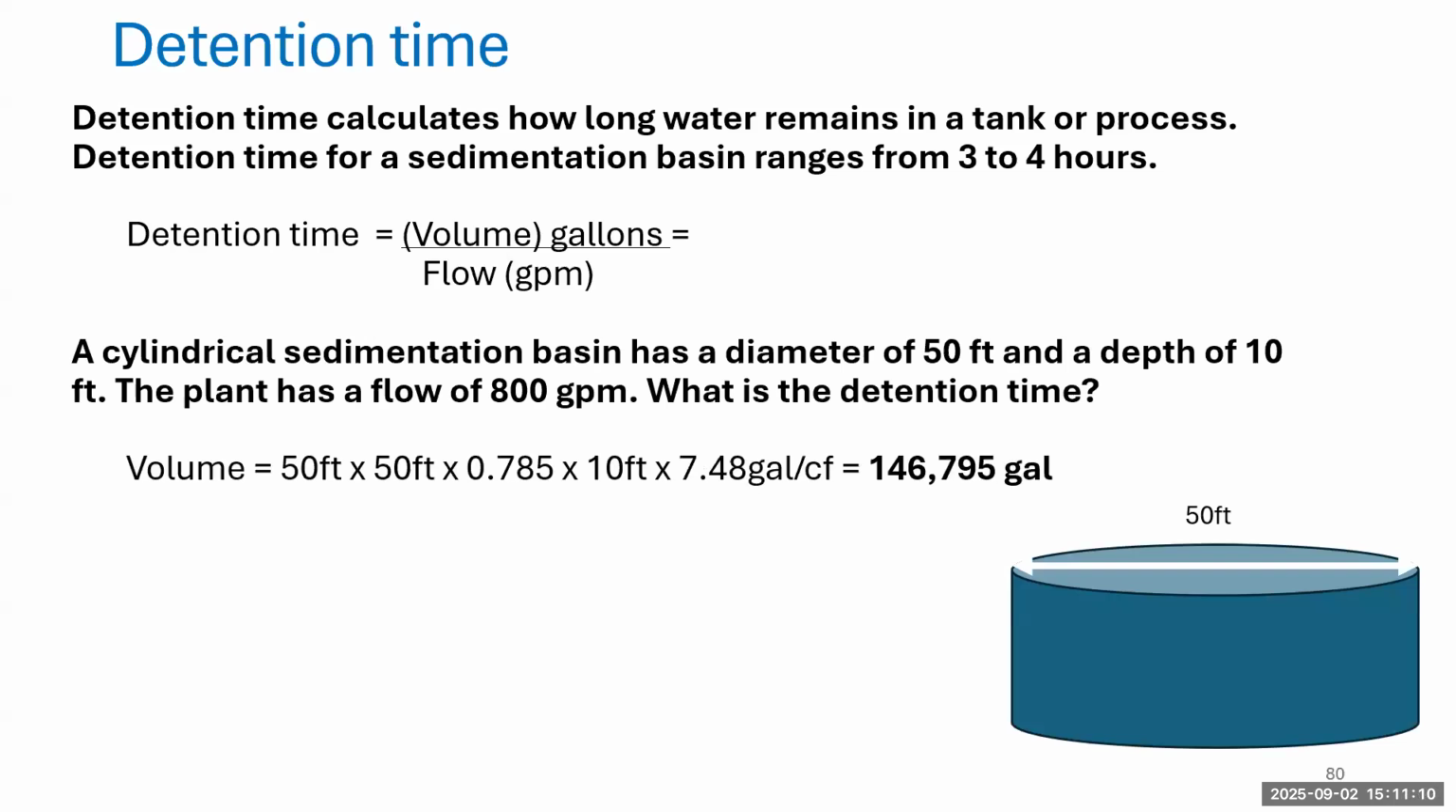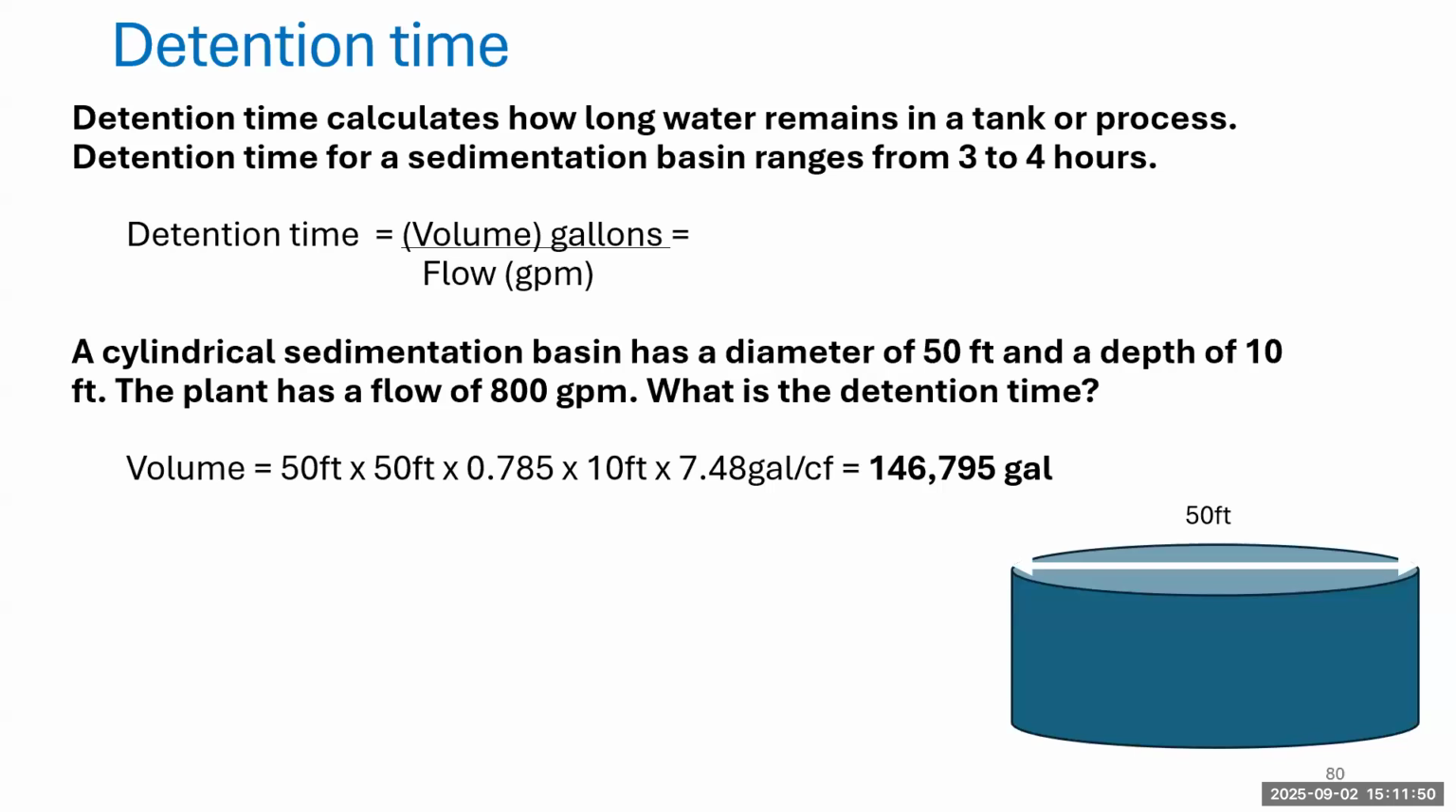We have to calculate the volume. We have diameter times diameter, which is 50 times 50 feet, times 0.785, that's our version of pi, times 10 foot deep. And then we have this conversion factor, 7.48 gallons per cubic foot. So when we calculate our volume, diameter times diameter is feet squared, times depth is feet to the third, or cubic feet. We convert that cubic feet to gallons because there's 7.48 gallons in 1 cubic foot. So our total equation results in gallons, 146,795 gallons. That's the volume of this basin.